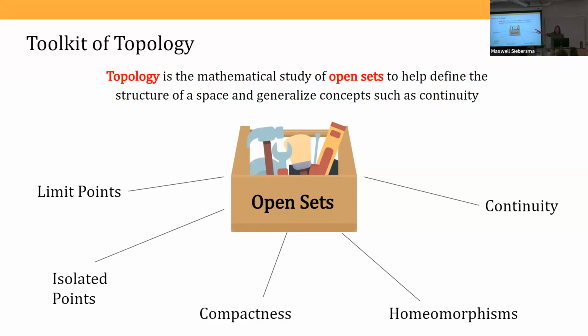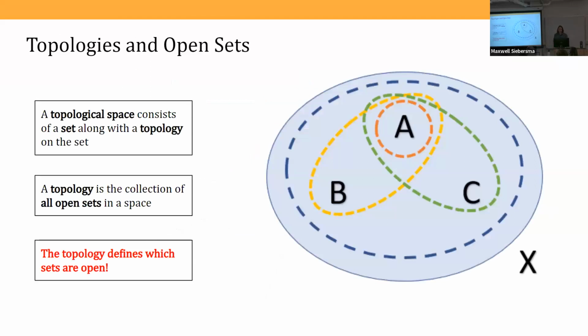So within the toolbox of open sets, I'm going to go through some of the tools I use in my thesis. To begin, so you know what I'm talking about when I use topology as a noun, a topological space is some set that we define a topology on, and the topology is the collection of all of the open sets within that set, all the open subsets really. So what the topology does is it defines which sets are open.